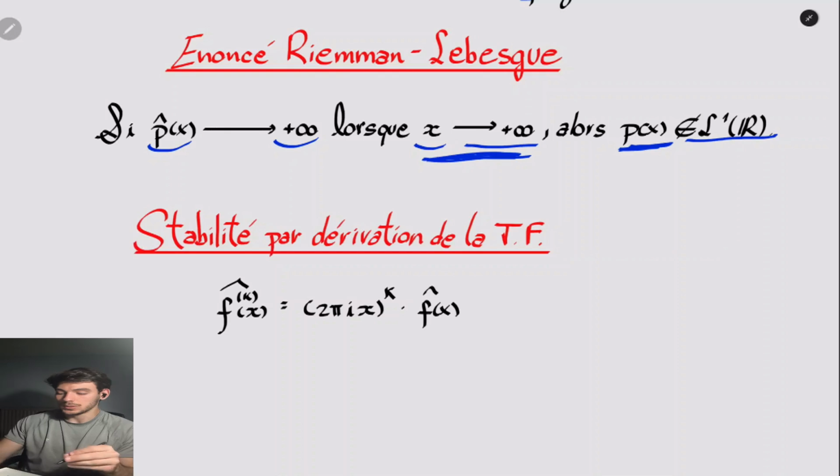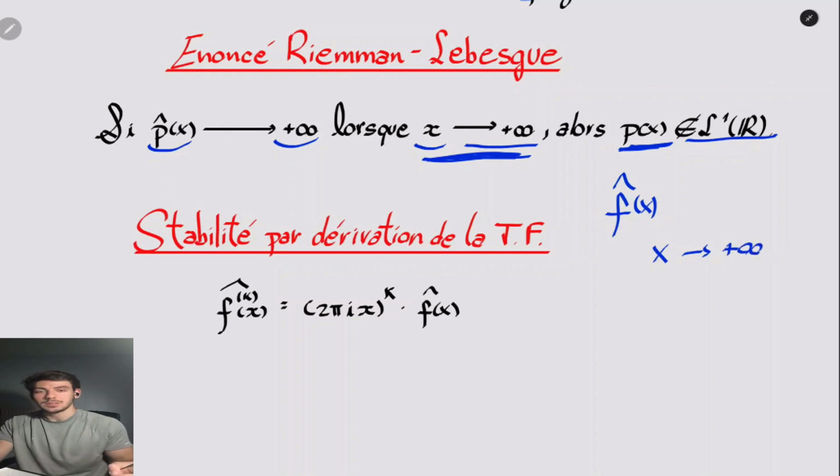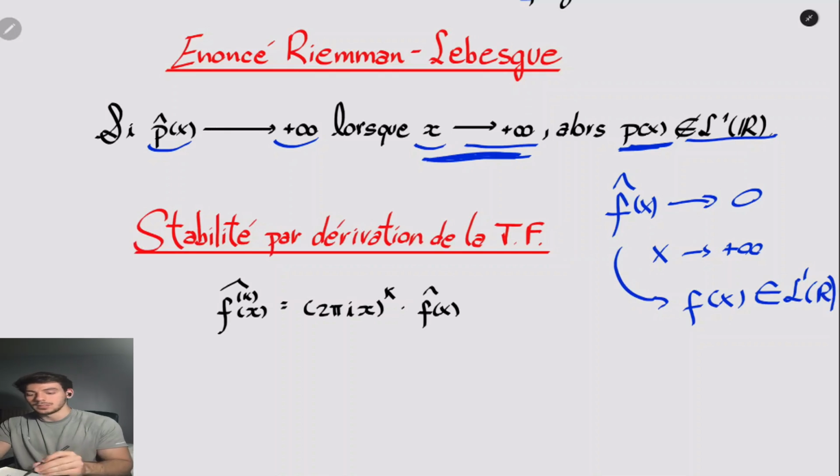Okay, so let's suppose you have in your question f hat of x, so the transformed function. And let's suppose you tend your x to plus infinity, okay? And let's suppose that your transformed function goes to 0. All right. So by what you've done here, you can't say that your f of x then belongs to L1. You can't say that.